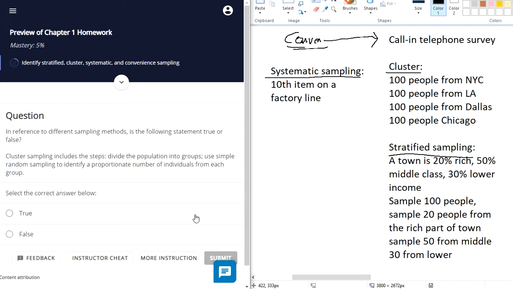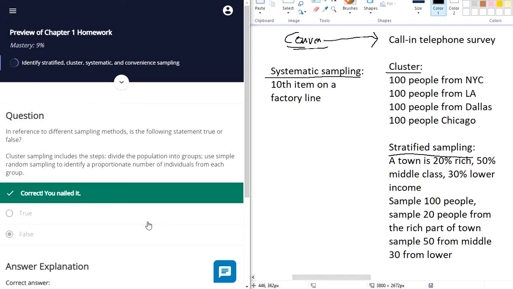Stratified sampling includes the steps: divide the population into groups, use simple random sampling to identify a proportionate number of individuals from each group. So the key word there is proportionate. If you're sampling based on some sort of proportion, that's not cluster sampling, that's stratified sampling.